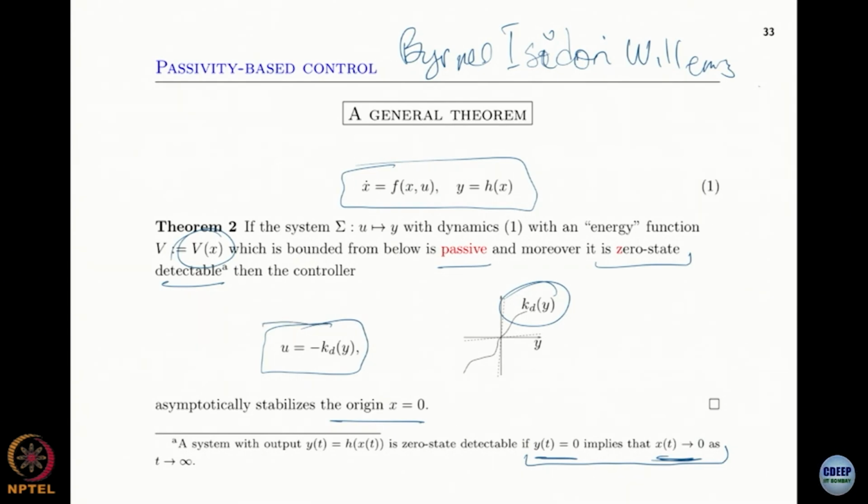So the control should look like this simple expression, just a function that is strictly contained in the first and third quadrant. Of course, just a constant times the output will do, but you can also use a saturation. You can use many nonlinear functions. The saturation would look like this.